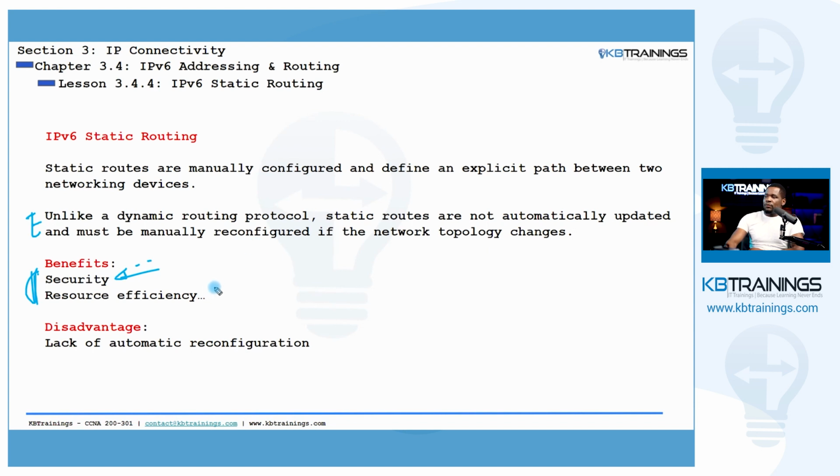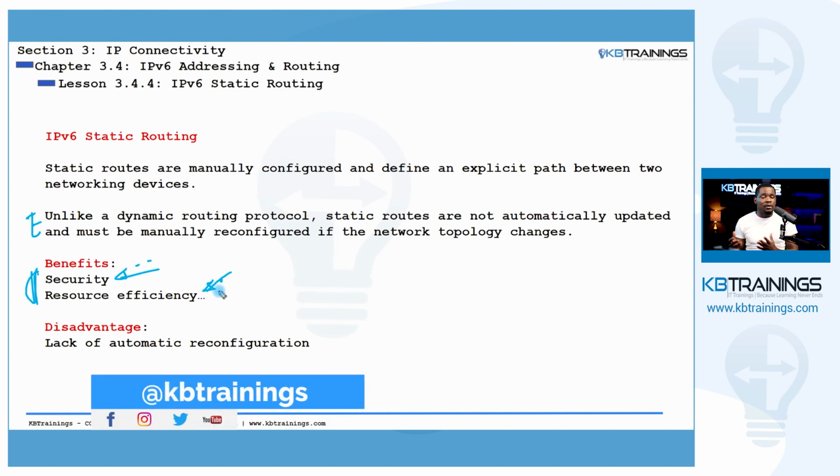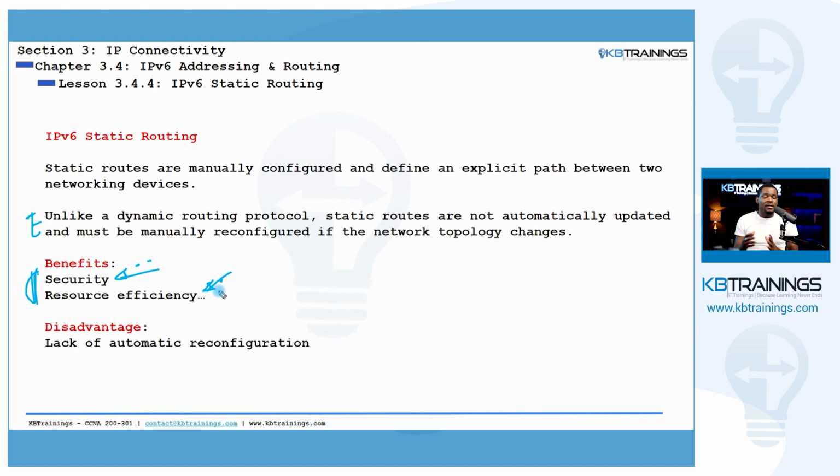We also have resource efficiency, which means that with dynamic routing, you have a lot of calculations. You have a lot of traffic being sent back and forth between the devices to know exactly what is the best route to the destination. But with static routing, there's nothing going on. You configure it, it's there, it knows where to send the traffic, and that's it.